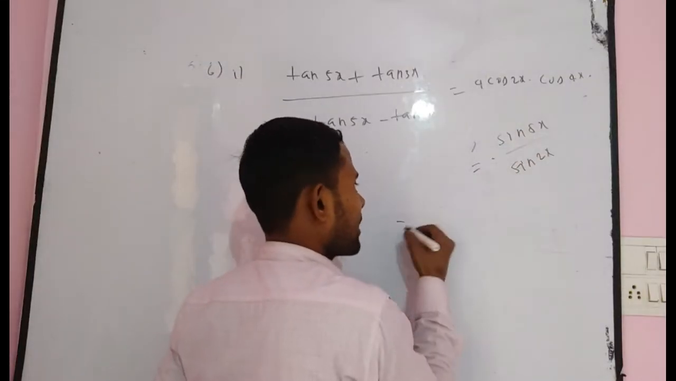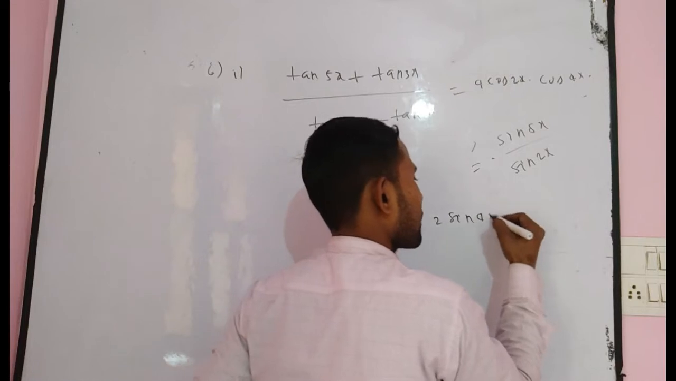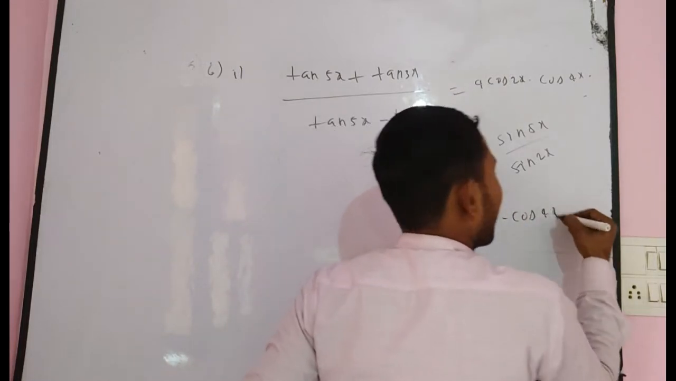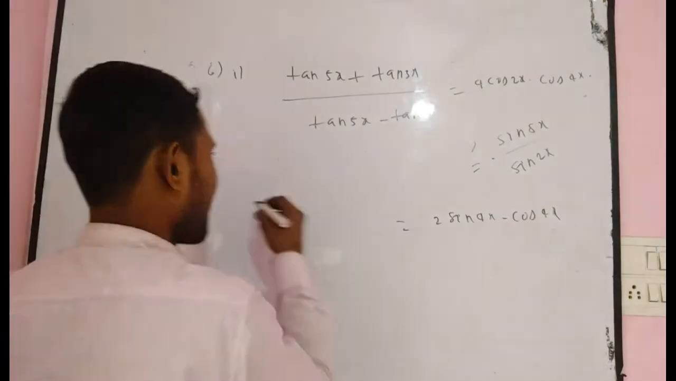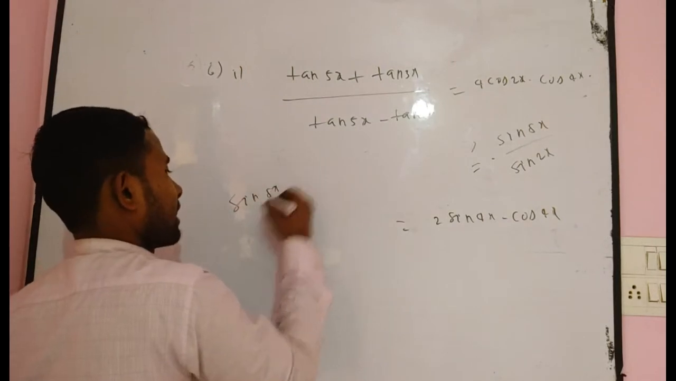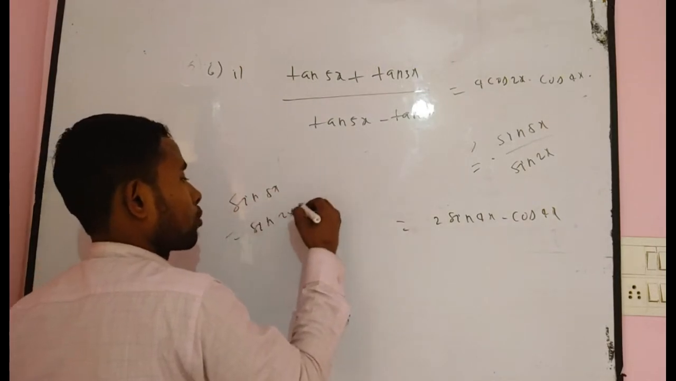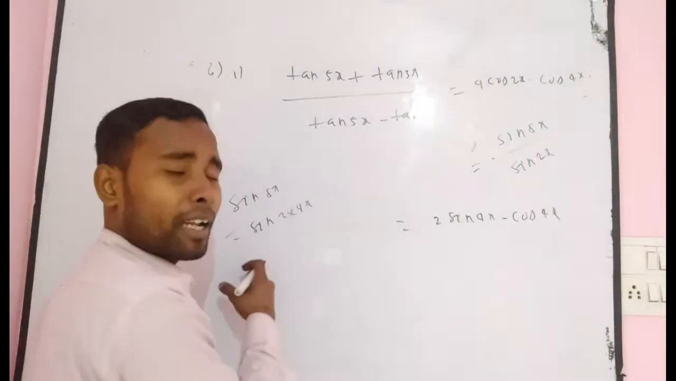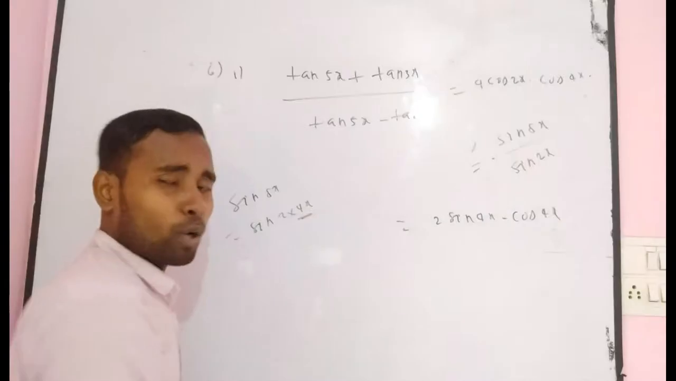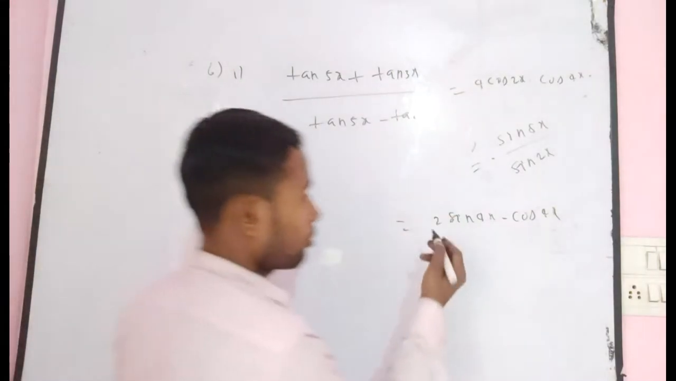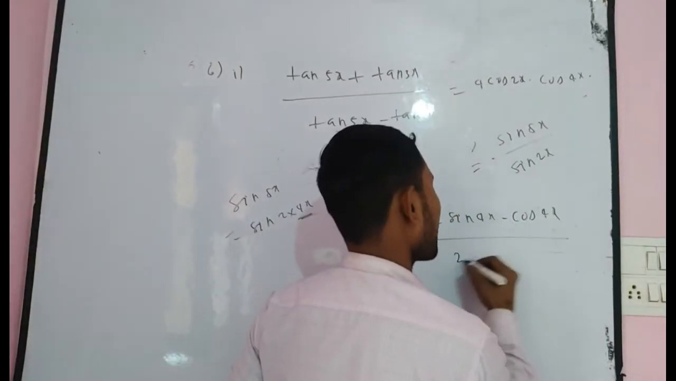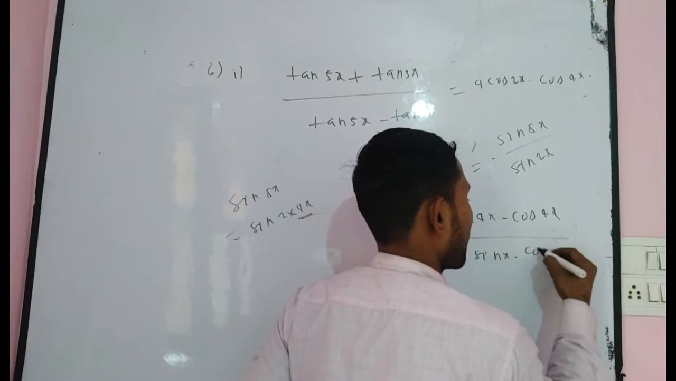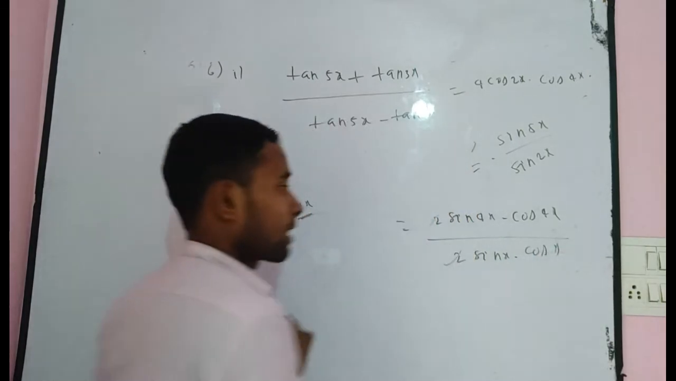Now, sin 8x can be written as 2 sin 4x into cos 4x. How can you write that? The reason is very simple. Sin 8x can be written as sin 2 into 4x, which is sin 2a with a equal to 4x, so it is 2 sin a into cos a. Simply using this formula I have written here: sin 2x is equal to 2 sin x into cos x. The 2 and 2a cancel each other.